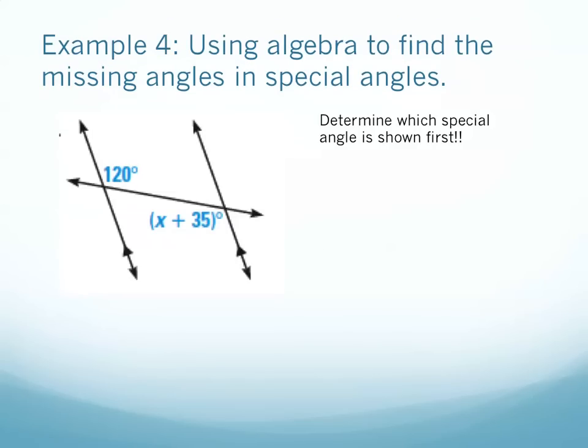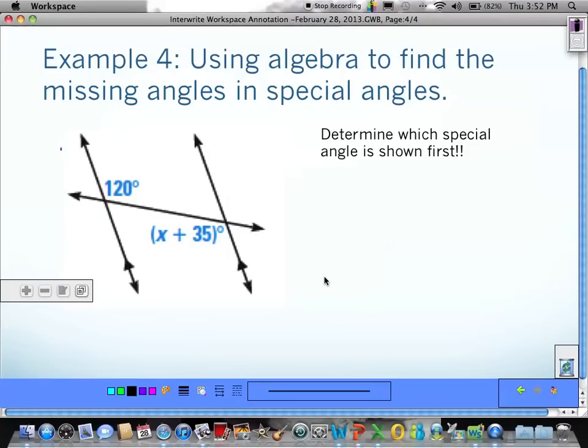All right, and example number 4 is same thing. You're trying to find the variable, and the first thing I want to figure out is, are these special angles? And I do notice that x plus 35 and 120 are alternate interior angles. They are inside the parallel lines here. Here are my parallel lines. And they are inside, and they are on opposite sides of the transversal. So I know that these two are congruent. So that means this angle and this angle are going to equal each other.